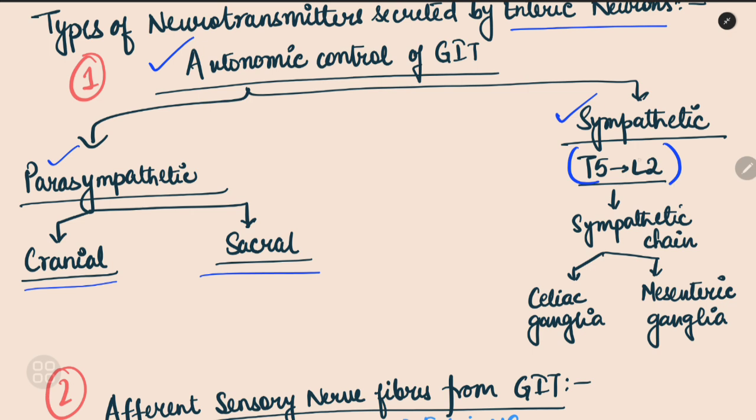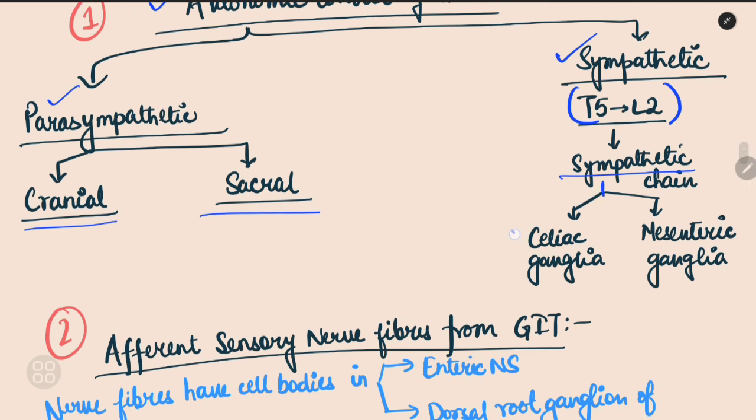So there is the lateral horn. From there the fibers are going to the sympathetic chain, which is running almost parallel to the vertebral column. The sympathetic chain is relaying further into two ganglia, one is the celiac ganglia and one is the mesenteric ganglia.